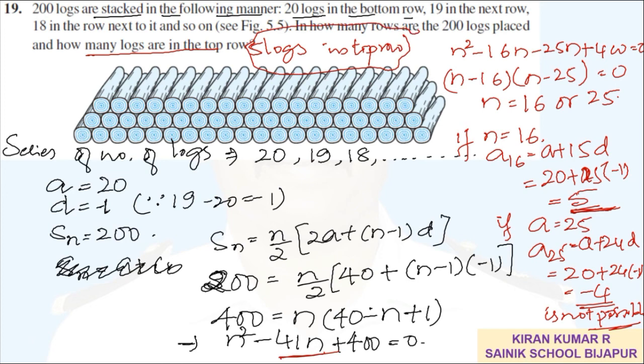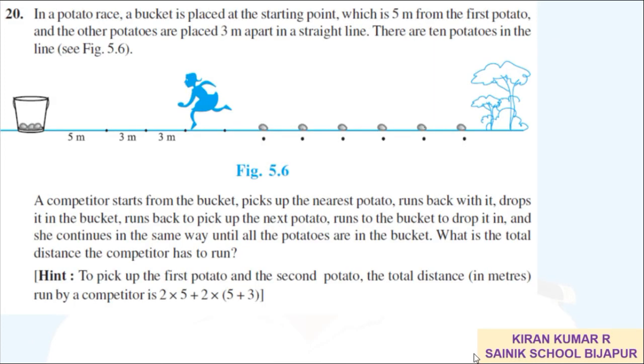So only one more question is left out. Let us complete that. This will be the last question of today's session. In a potato race, which most of you must have played in your childhood, a bucket is placed at the starting point, which is 5 meters from the first potato. Here is the first potato. The other potatoes are placed 3 meters apart from each other on a straight line. There are 10 such potatoes in line.